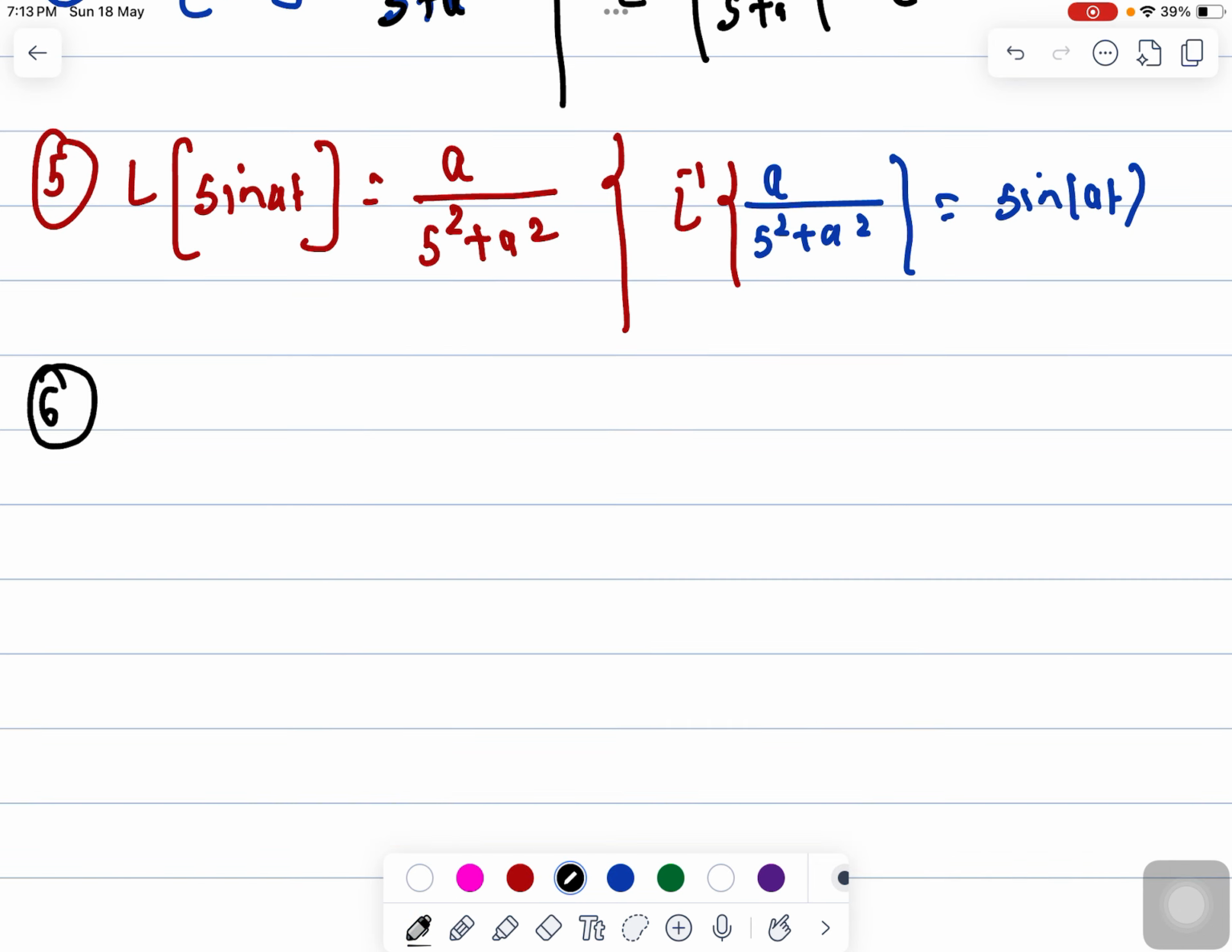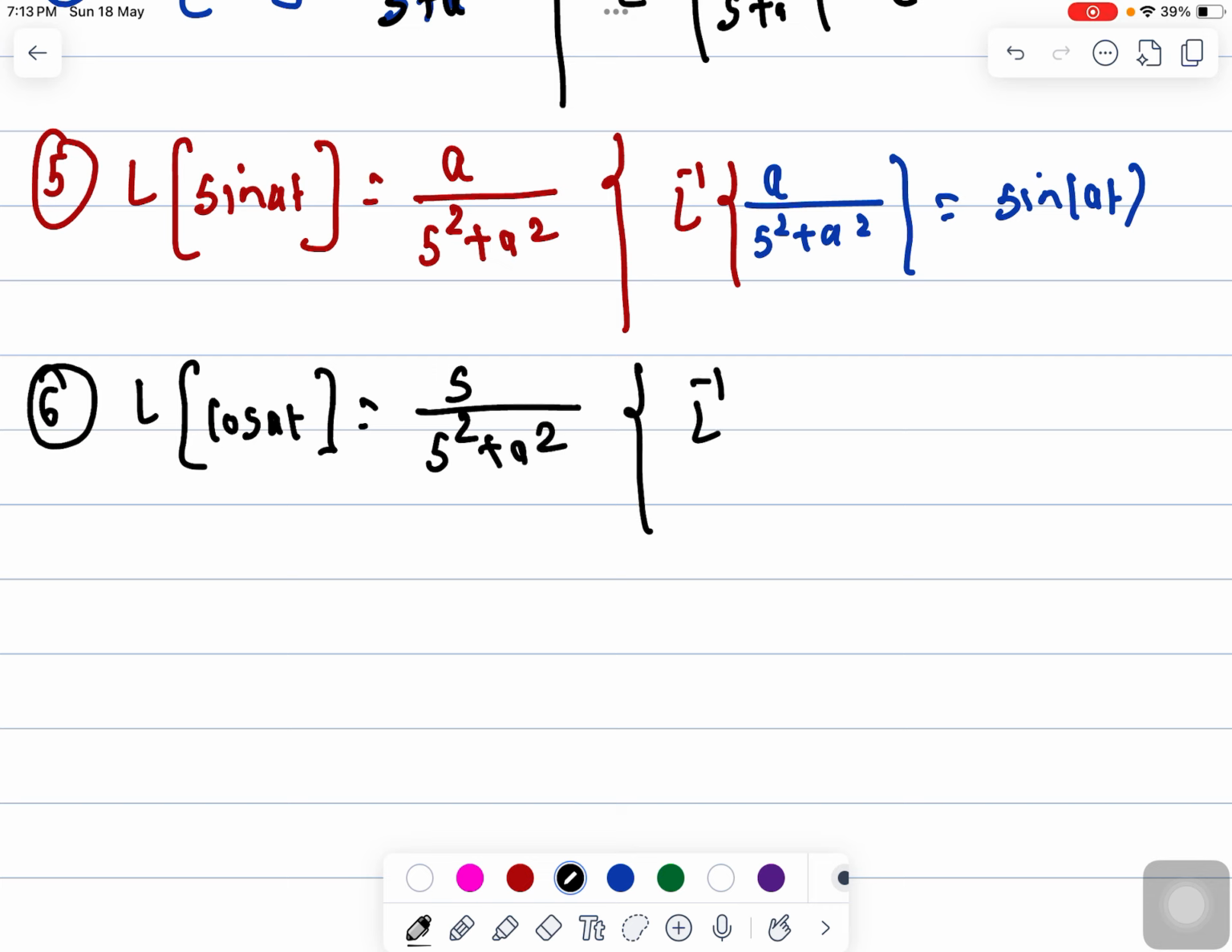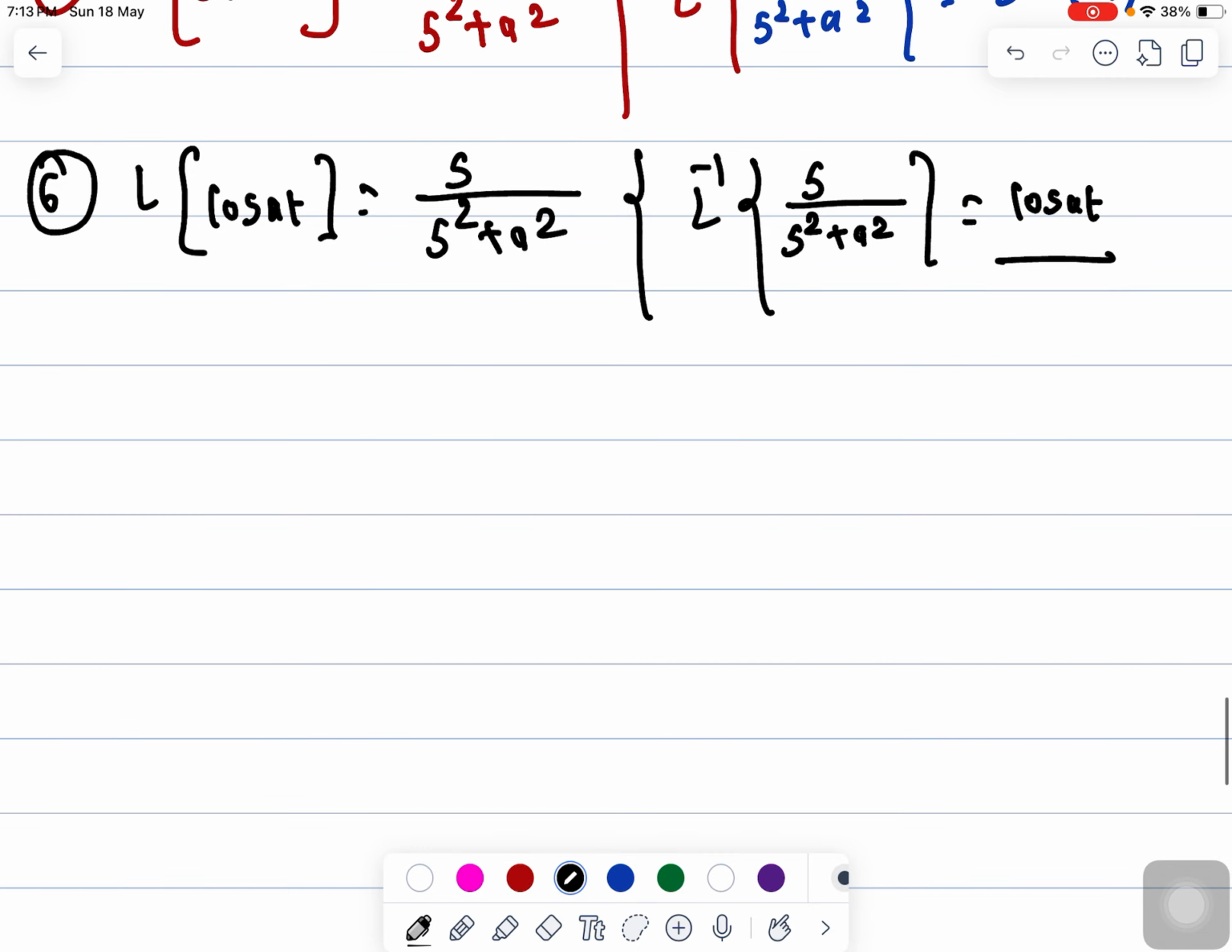Next formula can be written as Laplace transform of cos at, that can be written as s upon s square plus a square. And again I can write Laplace inverse of s upon s square plus a square as cos at. Is that clear? Okay, so this is very simple. You have to remember these things anyway, but I have already described the fundamental formula. You can go through the fundamental formula and solve this particular thing again.